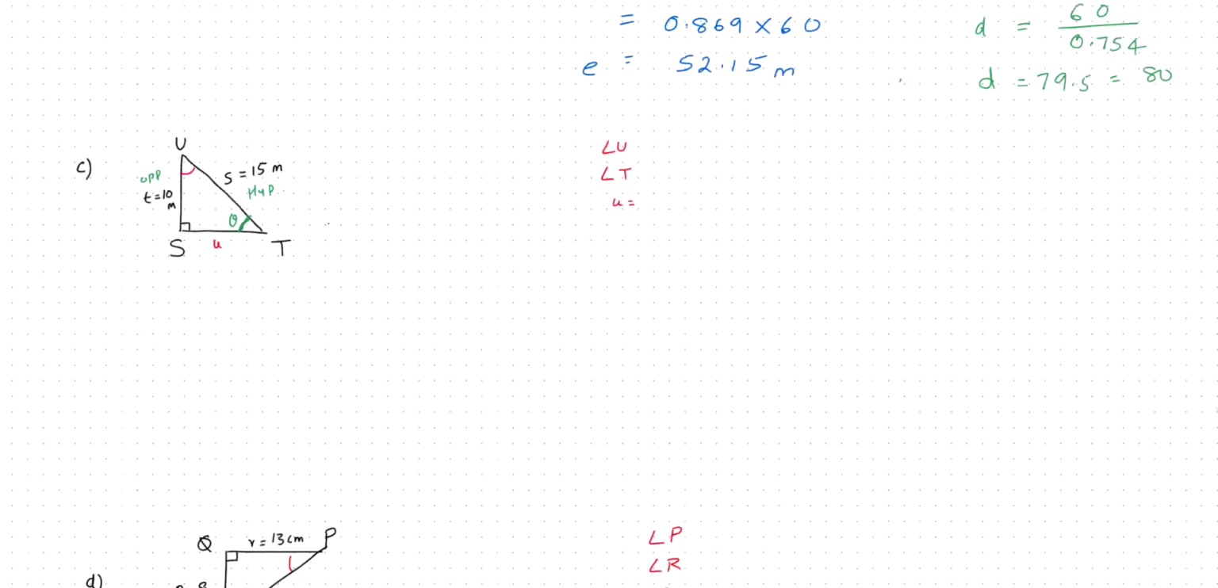Triangle is UST. So here we don't know angle U, we don't know angle T, and one of the sides we have to find. So we'll find angle T first, okay? So suppose this angle is theta. For theta, this side is called opposite, that is 10, and hypotenuse is 15. So what ratio can we use? Opposite and hypotenuse is sine. So we can write sine T, or theta, equals opposite over hypotenuse.